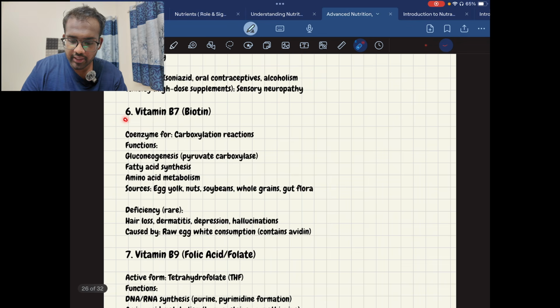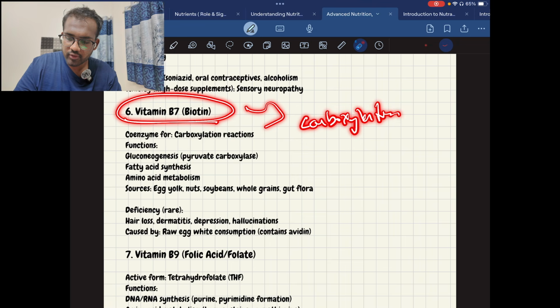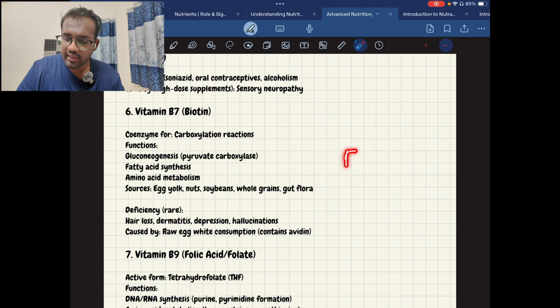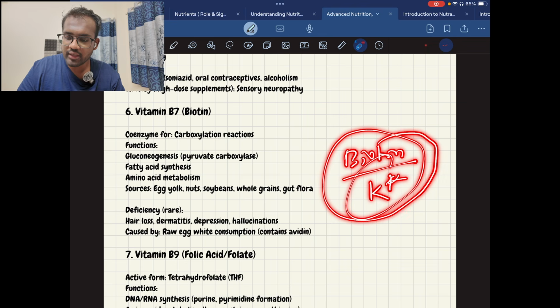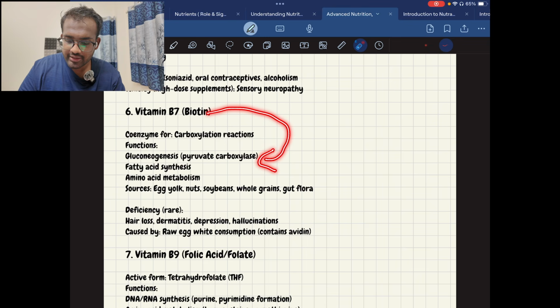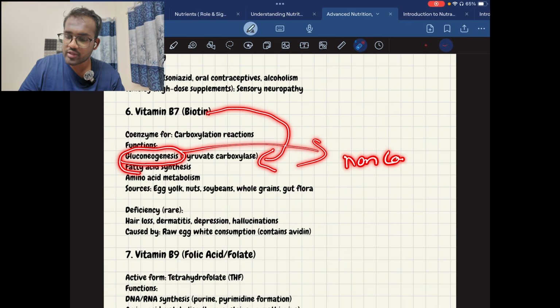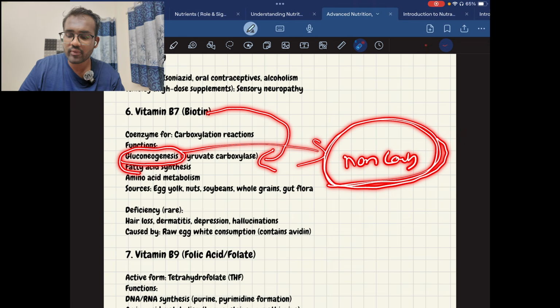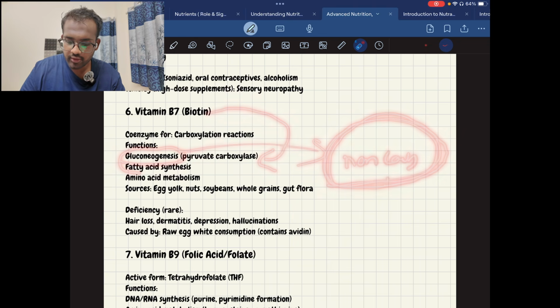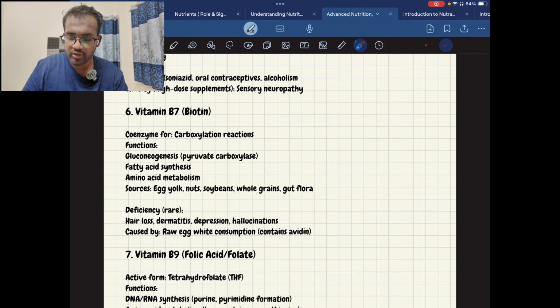The next vitamin is vitamin B7, biotin. Always remember, if there is a carboxylation reaction, then it will be either vitamin B7, biotin, or vitamin K. These two are the major nutrients which help in carboxylation reactions. It plays a major role in pyruvate carboxylase, which helps in gluconeogenesis. Gluconeogenesis means producing energy from non-carbohydrate sources. It is a very, very important question. It also helps in amino acid metabolism. Deficiency causes hair loss, dementia, dermatitis, depression, hallucination, everything. I have mentioned the details; just go through it once.